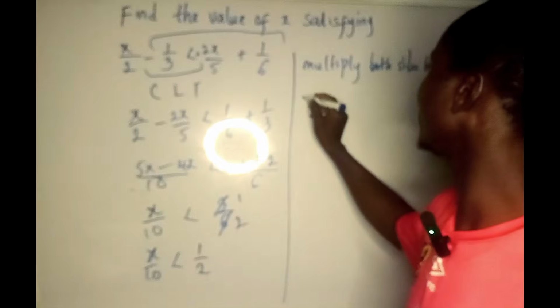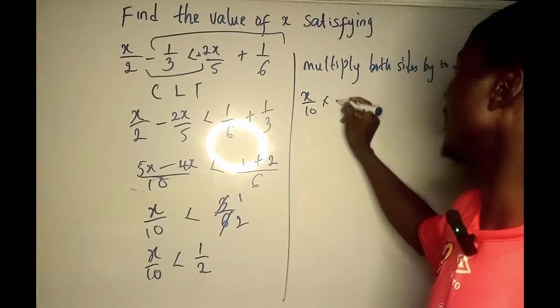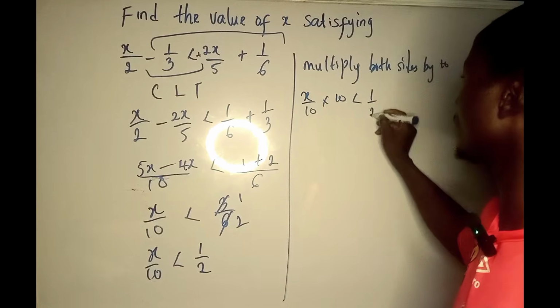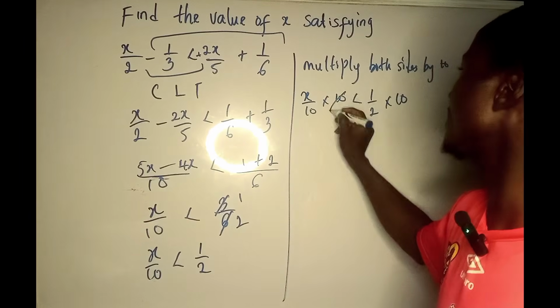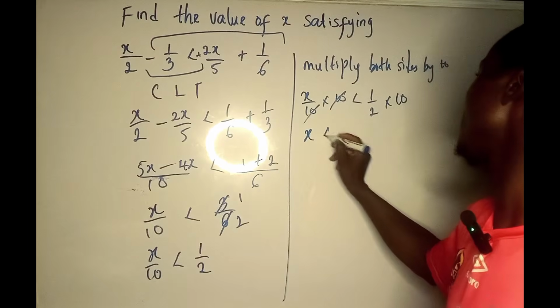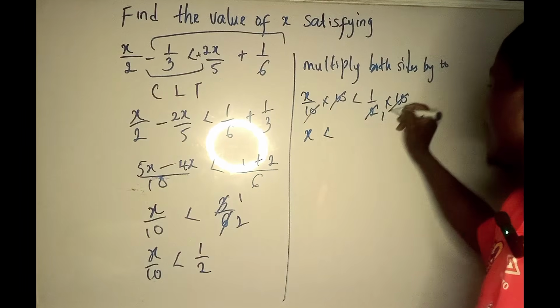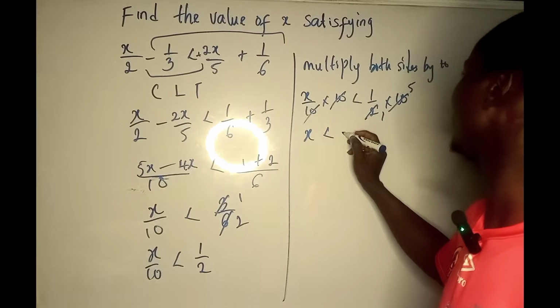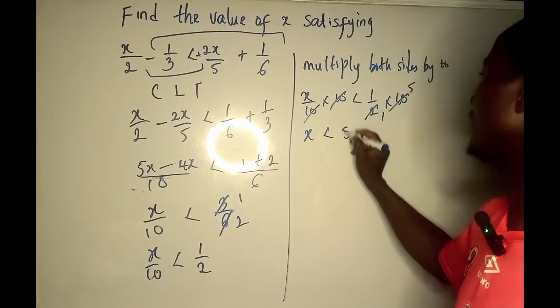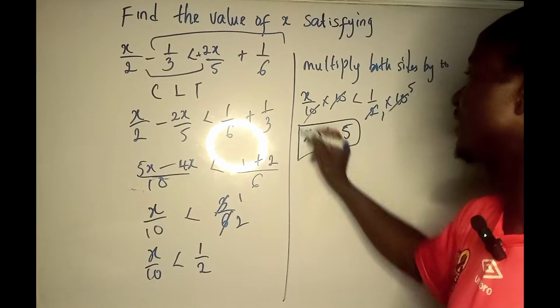So that we now have x over 10 times 10 less than 1 over 2 times 10. So this 10 takes away this 10. You are left with x less than, 2 in 10 is 5, less than 1 times 5. 1 times 5 gives us 5. And this becomes our final answer: x less than 5.